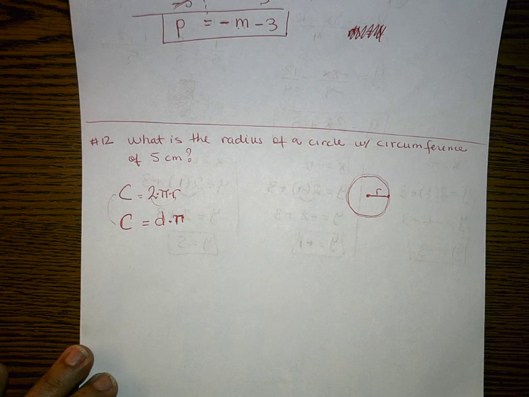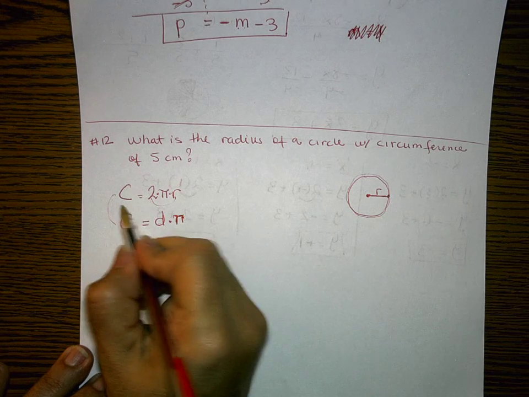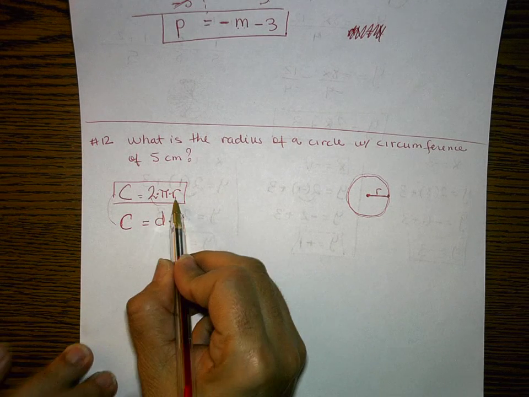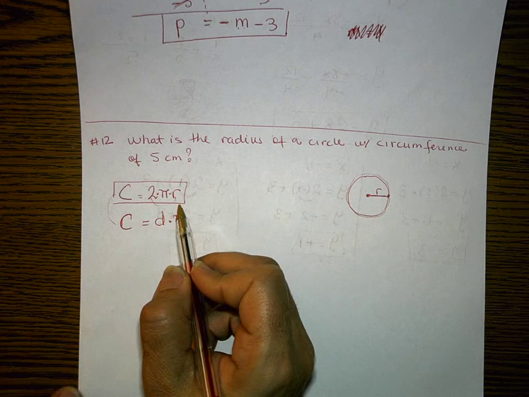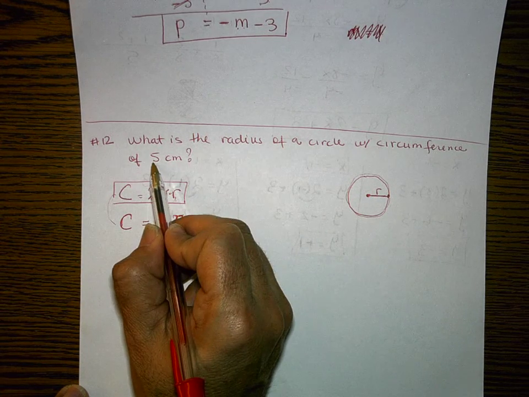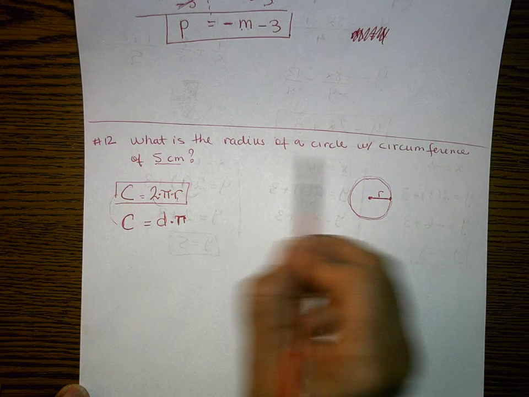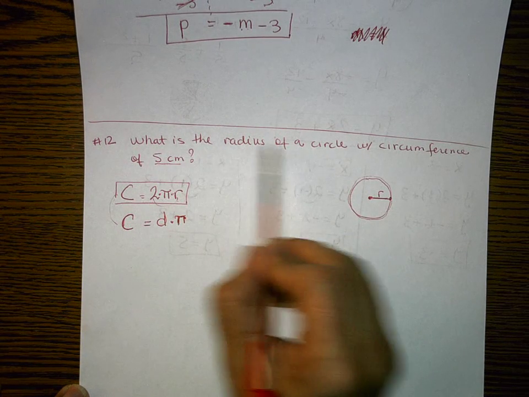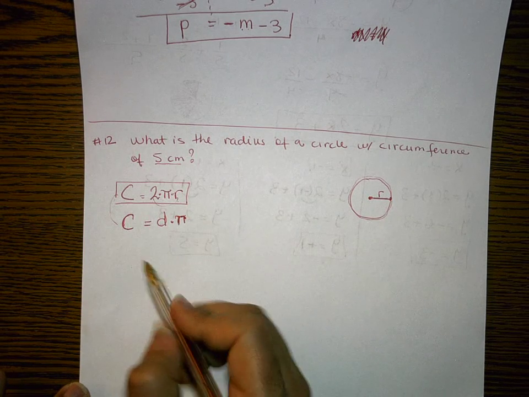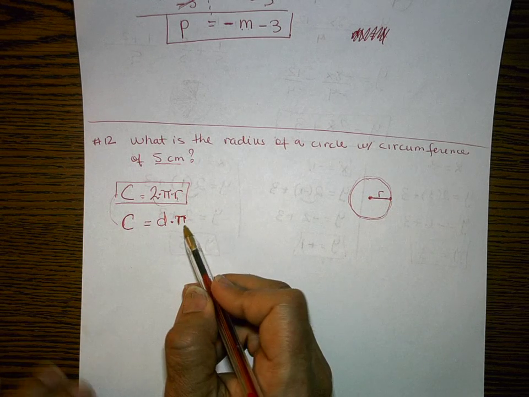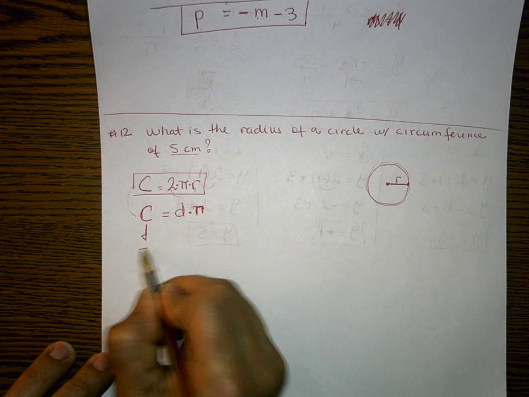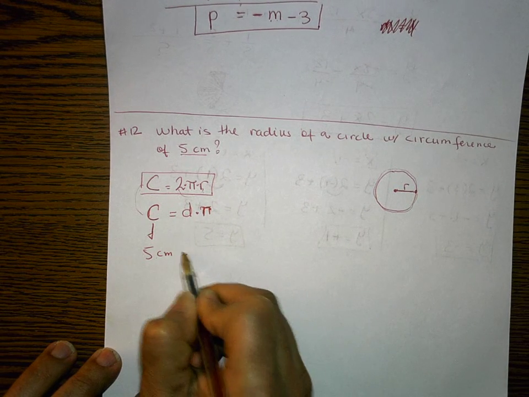So I am going to go with this formula right here: the circumference equals 2 times pi times r. Then I am going to plug in what I know, which is 5 centimeters. What is the radius of the circle with circumference of 5 centimeters? So I know the circumference. I'm trying to figure out what the radius is. I know the circumference to be 5 centimeters, and I want to figure out the radius.